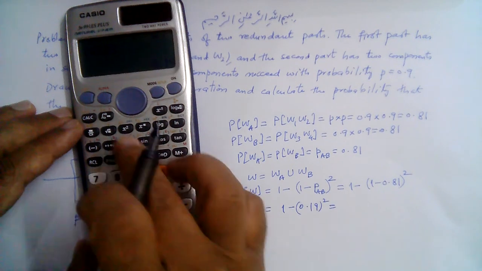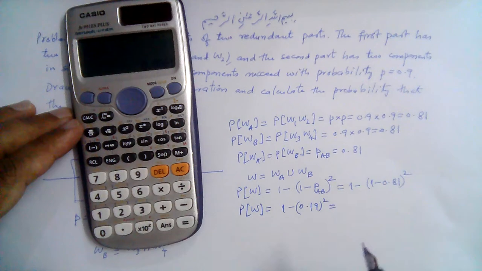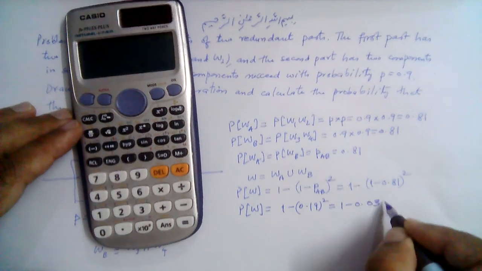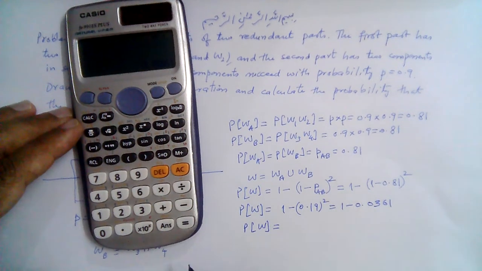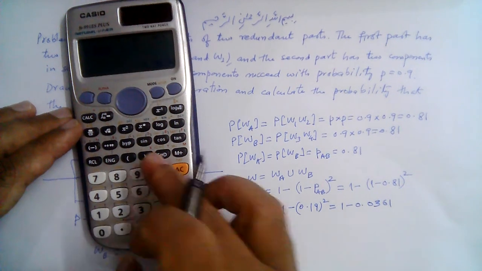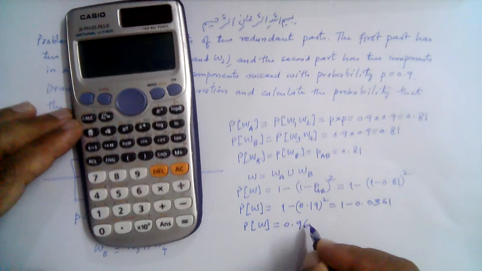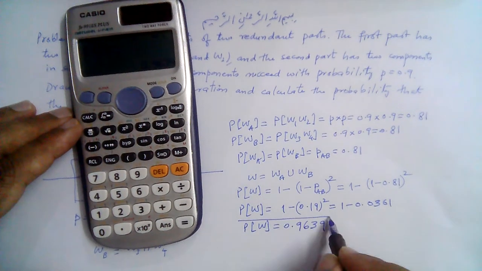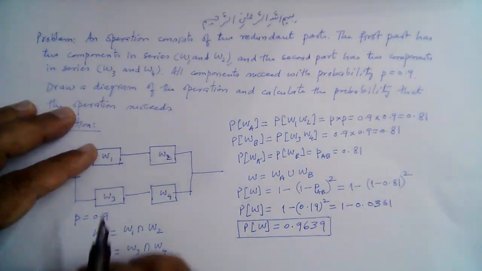And 0.19 squared is 0.0361. So the probability of success of the whole operation is 1 minus 0.0361, which is equal to 0.9639. So this gives us the probability of success of the whole operation.